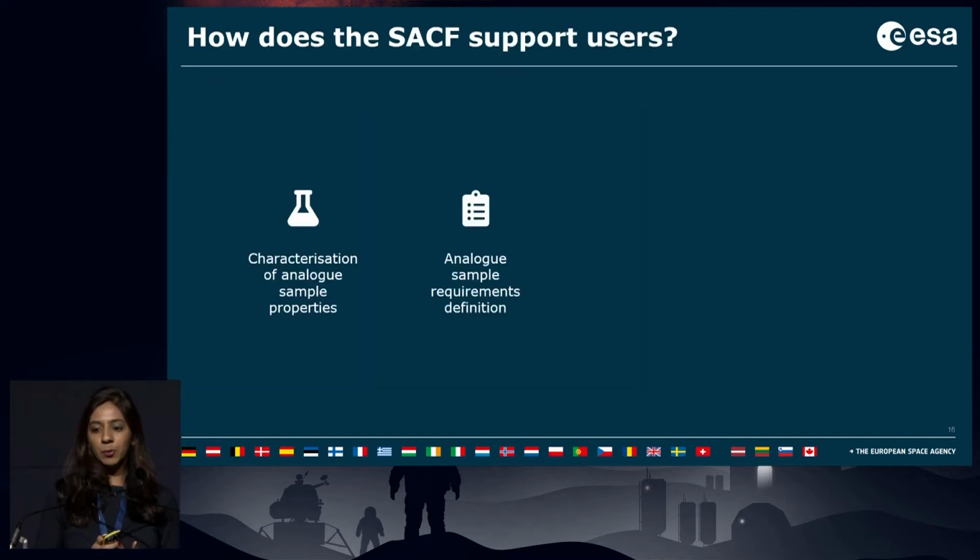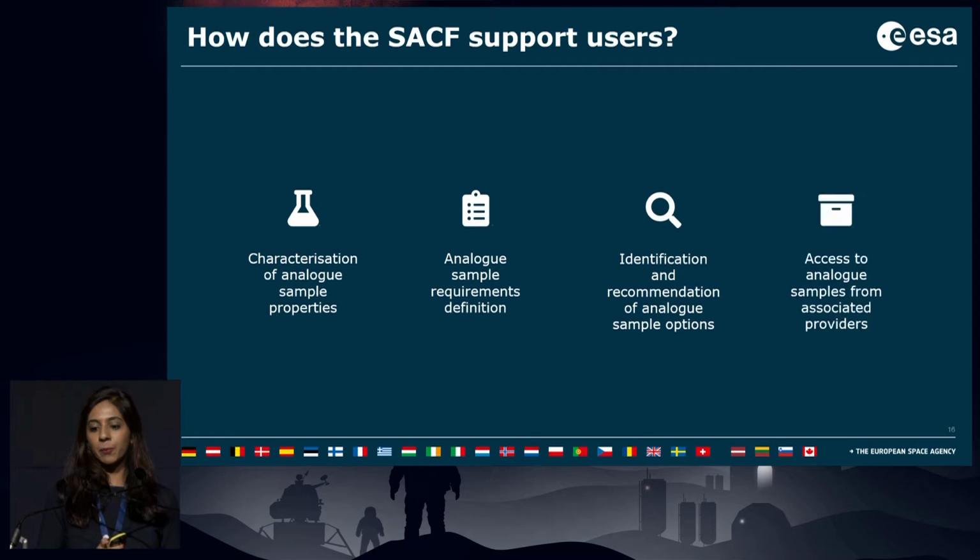And how do we support users? It's in these four main areas. Once we're operational, we'll be able to do characterization of analog sample properties, support users with requirements definition, and support them also with identifying and recommending analog samples, and also providing access and connecting users with analog sample providers.